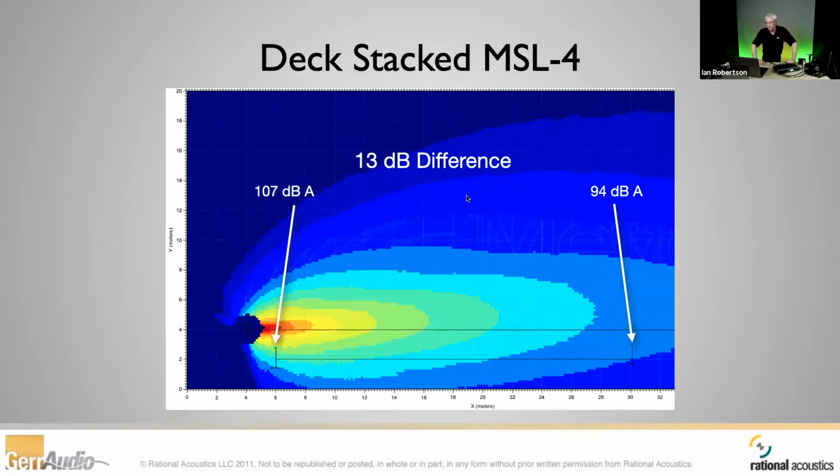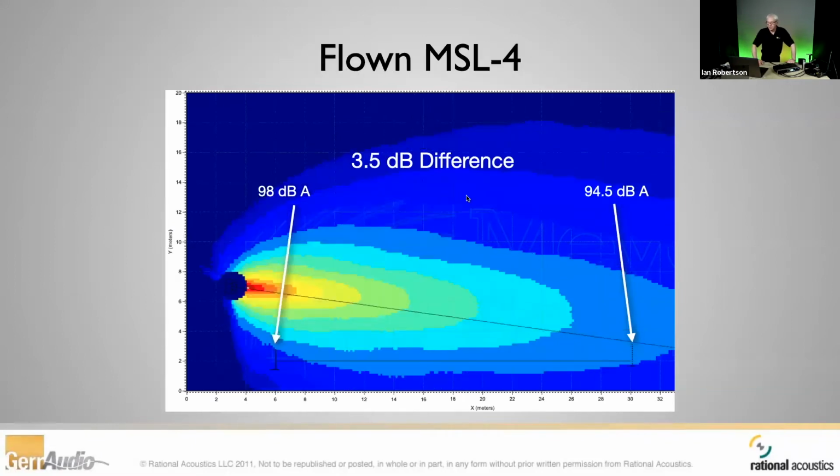So basically, this is what it works out to. This is just a deck stacked MSL4 that I threw into MAPP earlier today. This speaker is 4 meters above the floor and the listener is a couple meters above the floor. And we got a 13 dB difference, A-weighted, from the front row to the back row. And all we do is fly the MSL4 and you can see the difference. So proper deployment is part of it. And now with line arrays, we have even a better chance of getting it right.